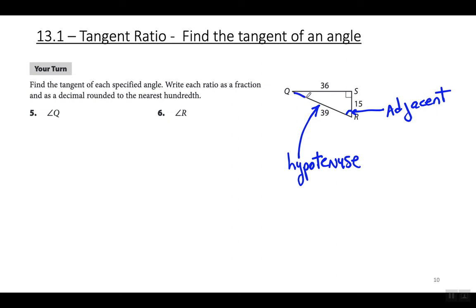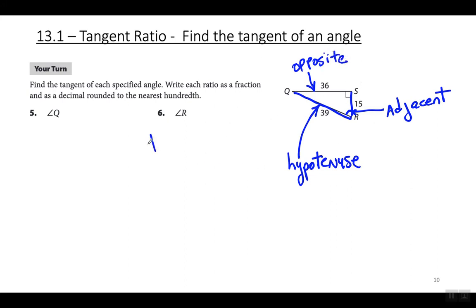Again, if this is the hypotenuse, the adjacent has to be the other side that's touching angle R, which has to be this one. Si esta es la hipotenusa, el lado adyacente tiene que ser el otro lado que está tocando el ángulo R en este caso, que sería este. And the opposite side is the only side not touching angle R at all. Okay, el lado opuesto es el único lado que no está tocando ángulo R.